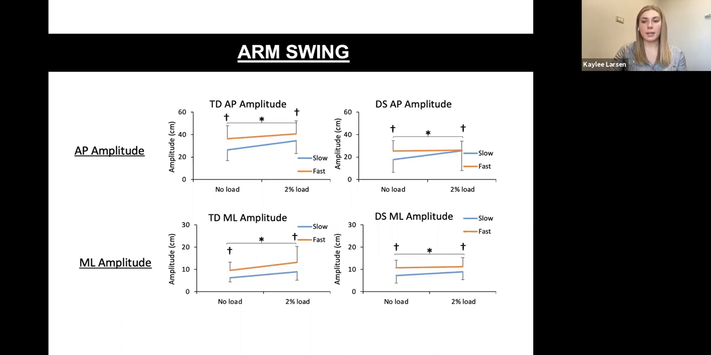When looking at arm swing, speed and load independently, there was an increased amplitude in the anterior, posterior, and medial lateral directions, but no group differences were found with arm swing, indicating that the children with Down syndrome adjusted to the conditions similarly to their typically developing peers.